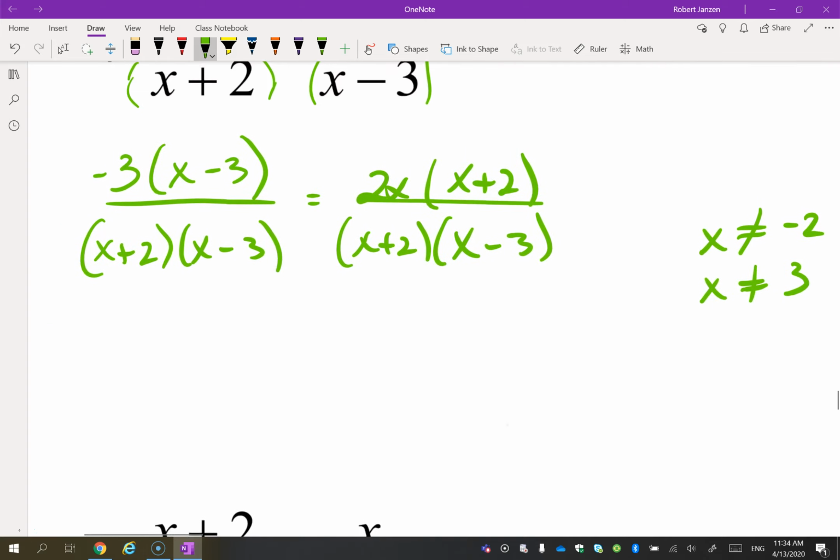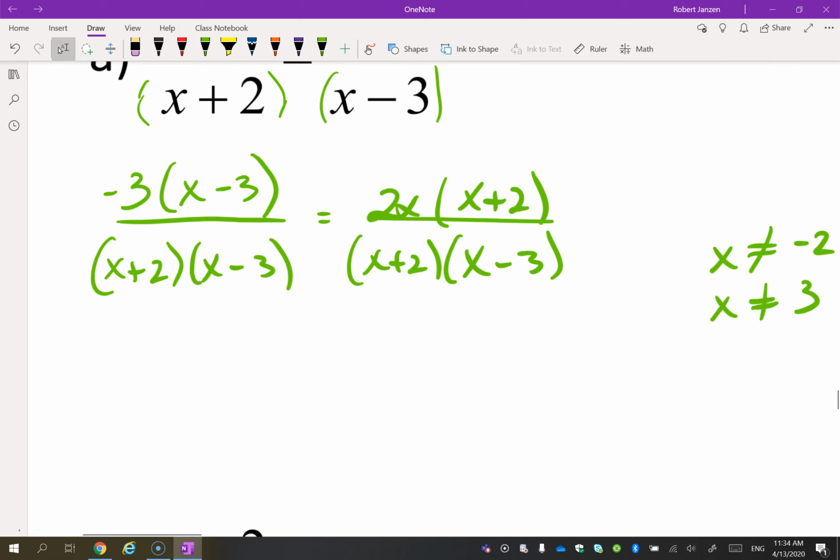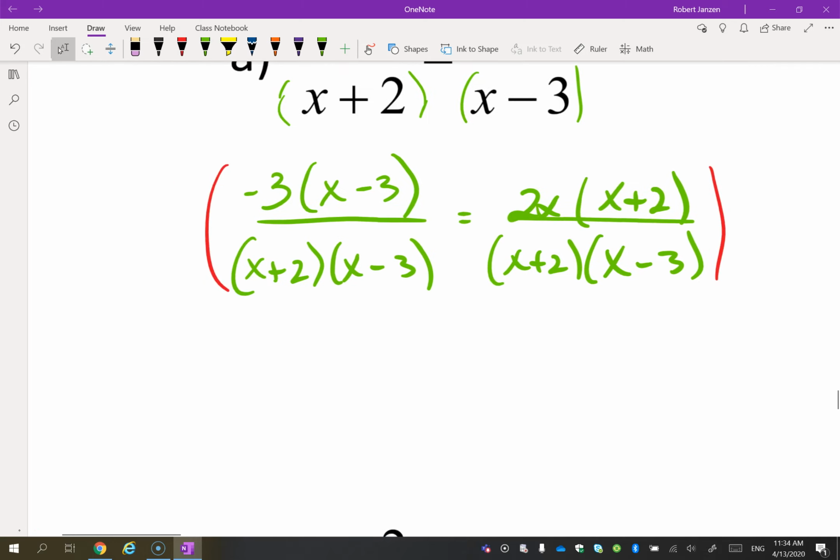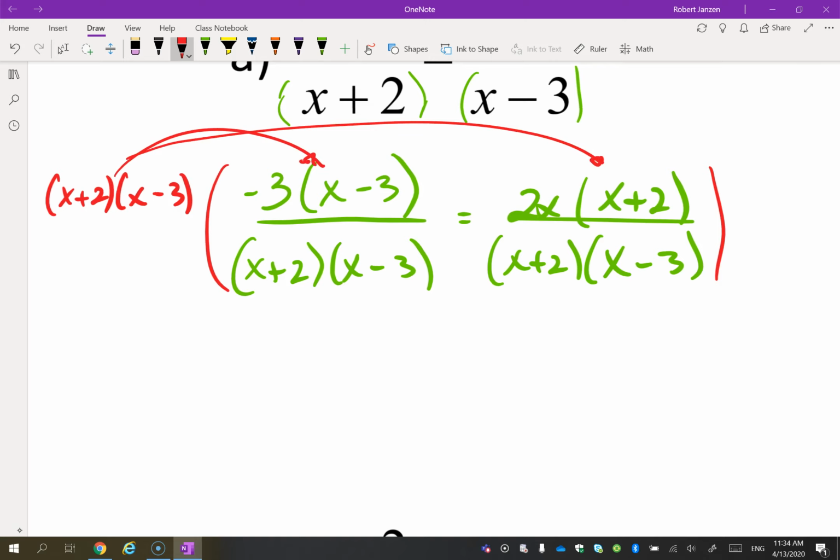And now, what do? Well, I would like to get rid of my denominators. So I'm going to multiply the whole thing by x plus 2, x minus 3. You're going to multiply that by this term. You're going to multiply it by this term. Now really, you don't need to write that out, because what's going to happen, this is going to cancel with the denominators. So you end up with just negative 3x plus 9 equals 2x squared plus 4x.